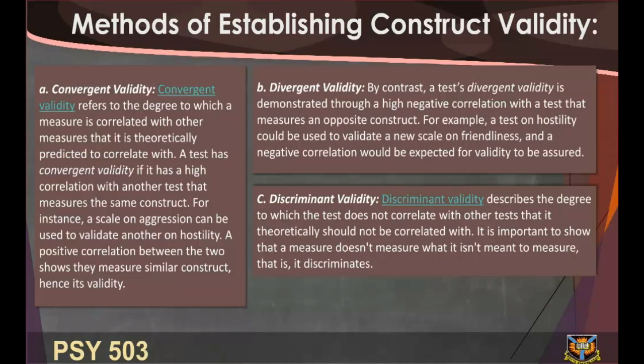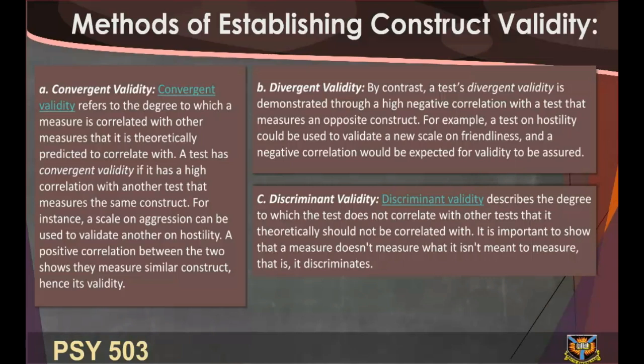A test has convergent validity if it has a high correlation with another test that measures the same construct. For instance, a scale on aggression can be used to validate another on hostility. A positive correlation between the two shows they measure similar constructs, hence its validity.